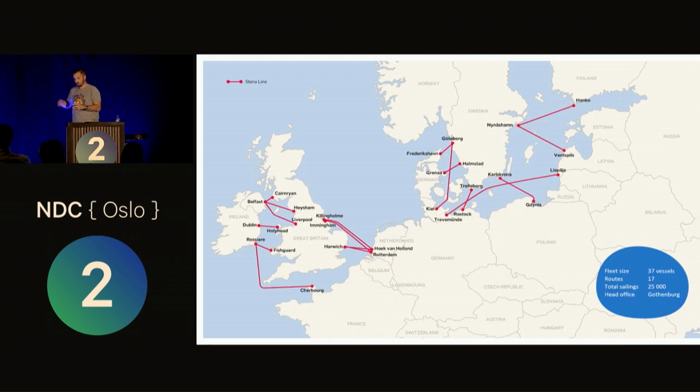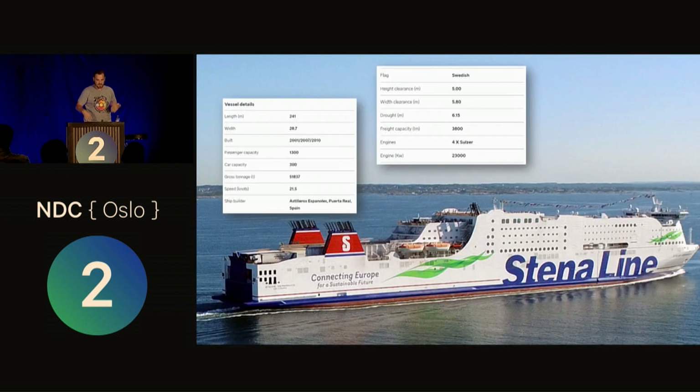If you look at the map of the routes, they operate on 17 routes with a total of 25,000 sailings, and their fleet size is about 37 vessels. And when I say vessel, those vessels are really, really huge. First of all, don't say boat. They don't like it. It's vessel or ship, but if you say boat, they will beat you. For example, look at this. This is Stena Germanica. It has 1,300 passengers, 300 cars. It's a massive beast. I've been there. I watched it in person, and it's really, really huge.